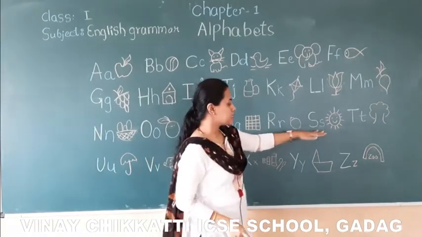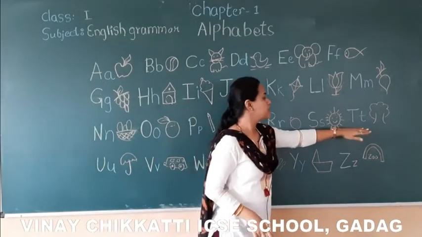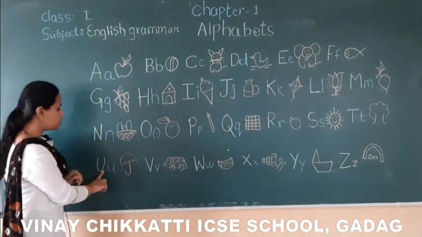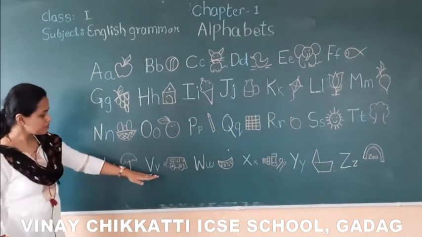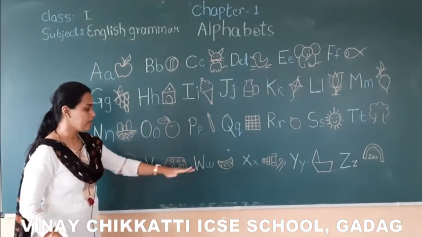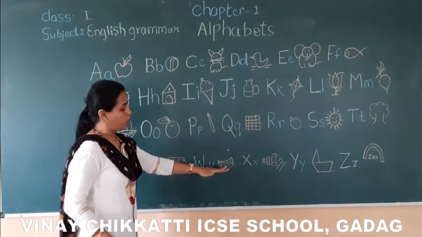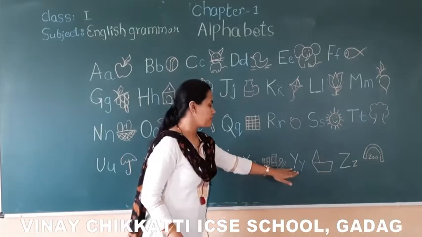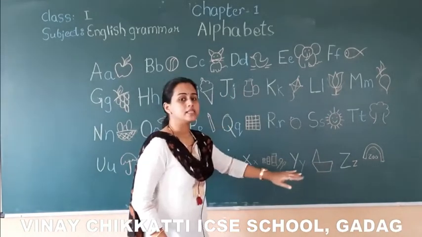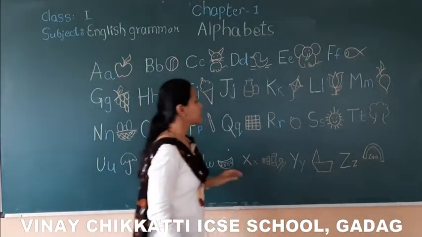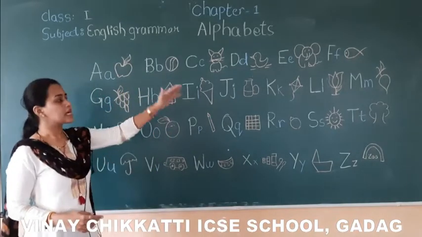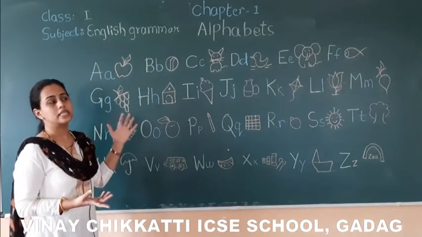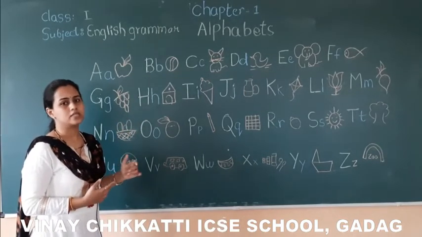ring, sun, tree, umbrella, van, watermelon, xylophone, yacht, zoo. So you have to practice the alphabets and the sounds of these 26 alphabets.